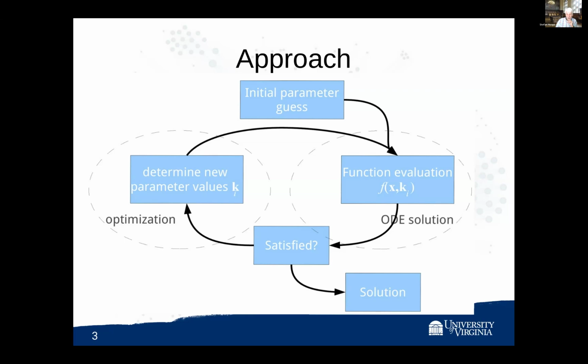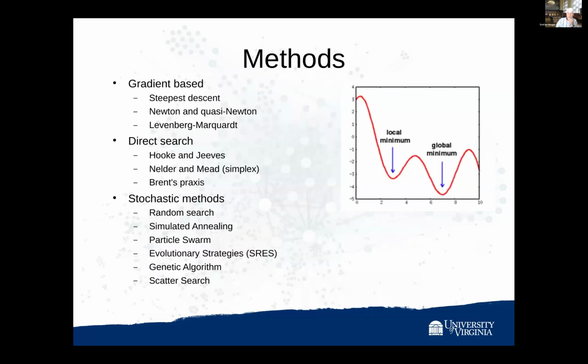So how does that now all work in COPASI? We have different methods. Some are gradient based, like steepest descent, Newton and quasi-Newton, or Levenberg-Marquardt. There are actually more. Then we have some other ones which are direct searches: Hooke-Jeeves, Nelder-Mead, or Brent's PRAXIS algorithm. And then we have stochastic methods: random search, simulated annealing, particle swarm, evolutionary strategies, genetic algorithm. Mostly the bottom four deal with a population which evolves over time, and the upper one is basically a random search under certain criteria.